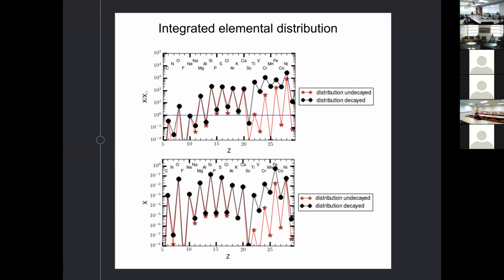Moving on here, we have the integrated elemental abundances for different elements again, and you can see quite clearly between the two models, distribution undecayed and distribution decayed, that the mass of iron increases significantly between decayed and undecayed, whereas for things like sulfur and chlorine, the further step of taking decayed isotopes is not a huge effect on the abundances of those isotopes.